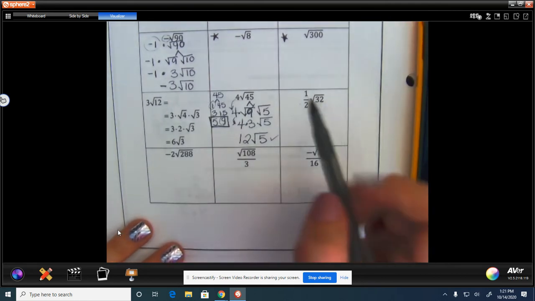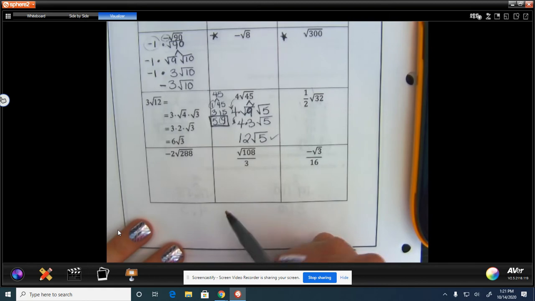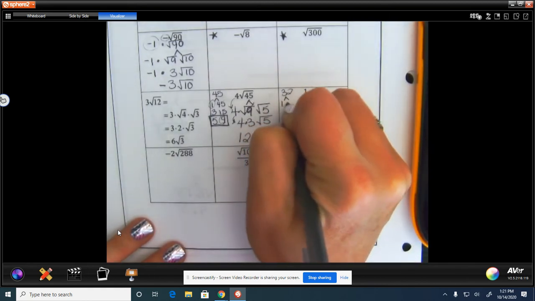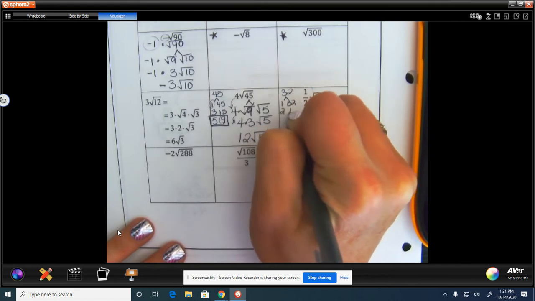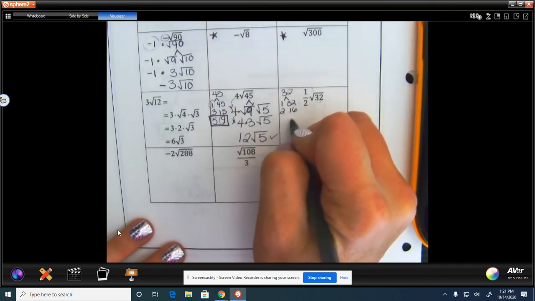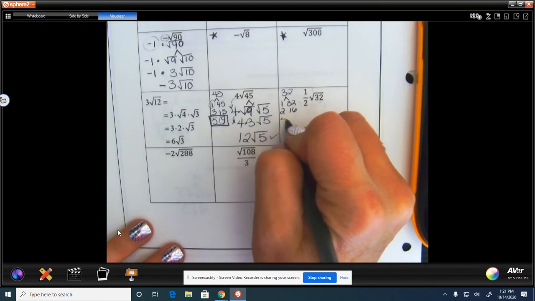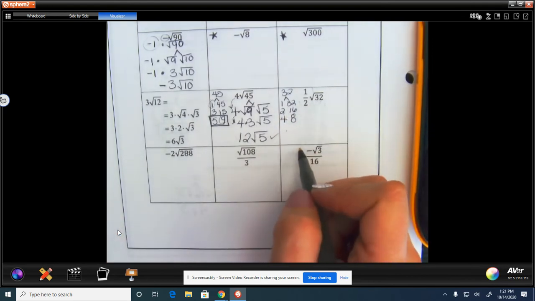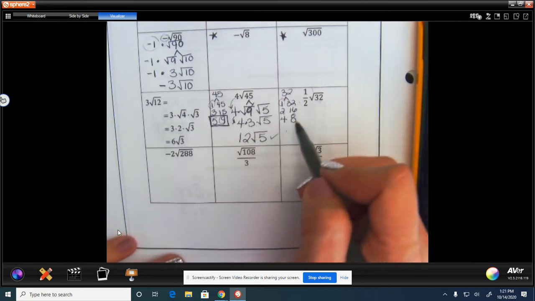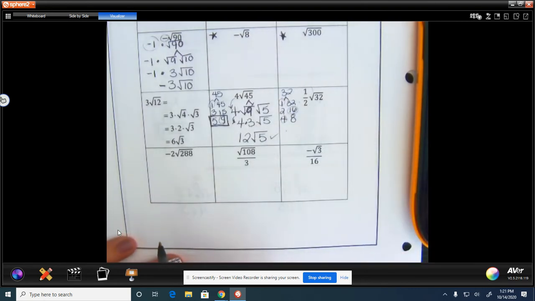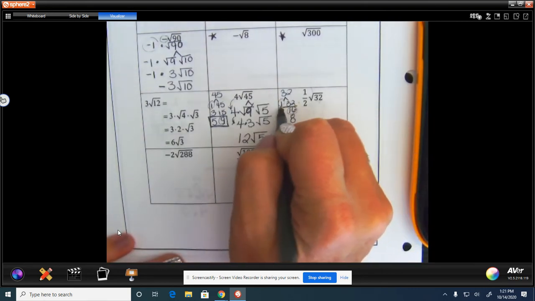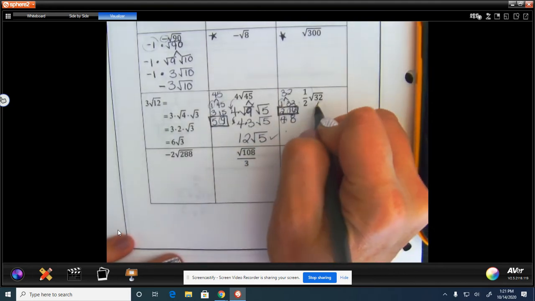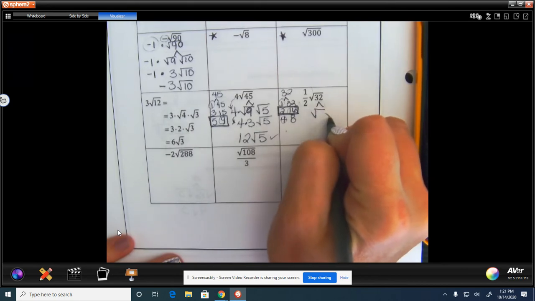Same thing over here. You're multiplying by 1/2. So you're going to find the factors of 32. 1 and 32, 2 and 16. Can't do 3, 4 and 8. Can't do 5, 6, or 7. So I'm done. My perfect squares are 1, 4, and 16. The largest one we used was 16, so we're going to use the set of 2 and 16 to simplify the square root of 32.